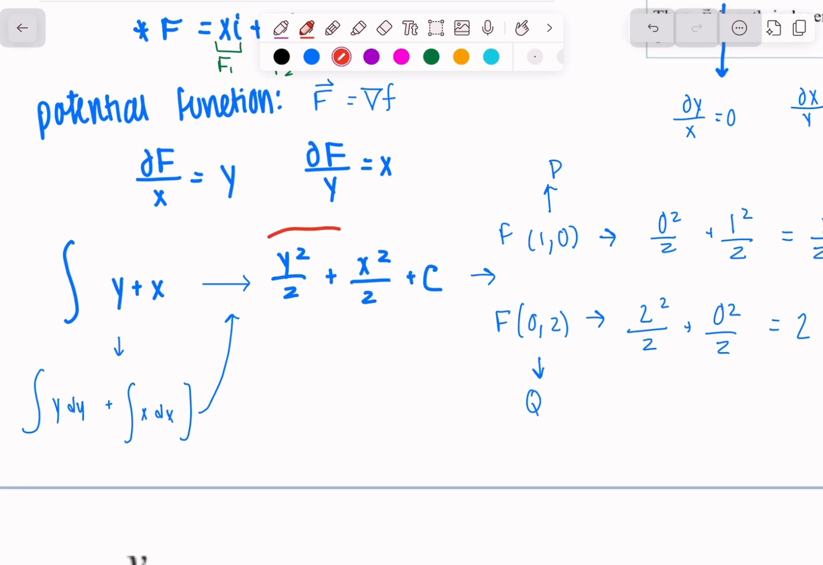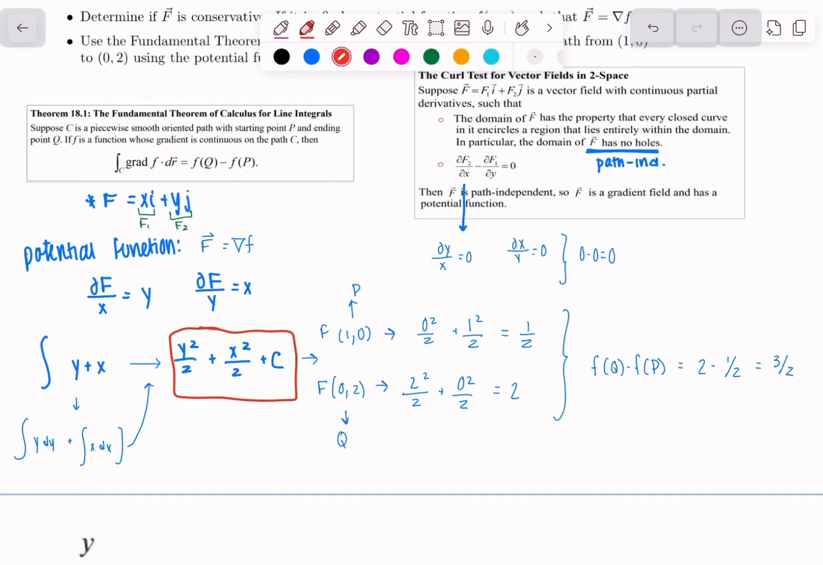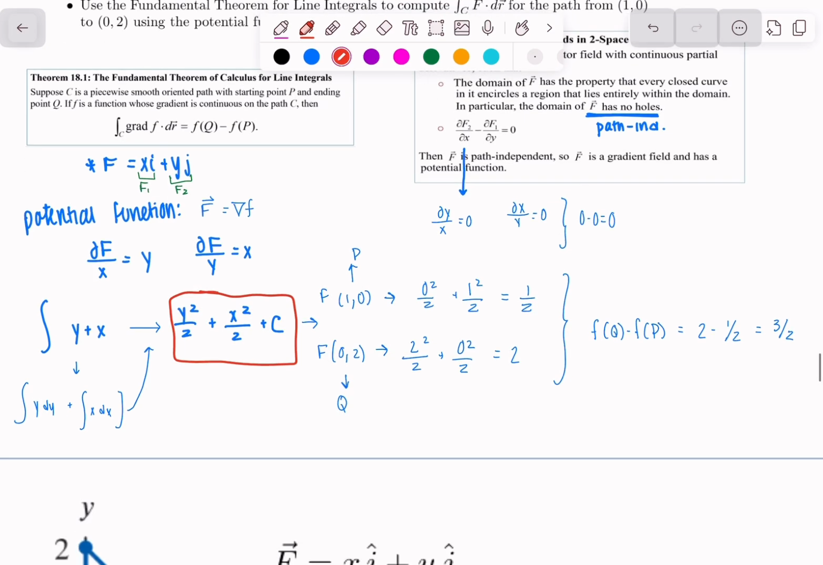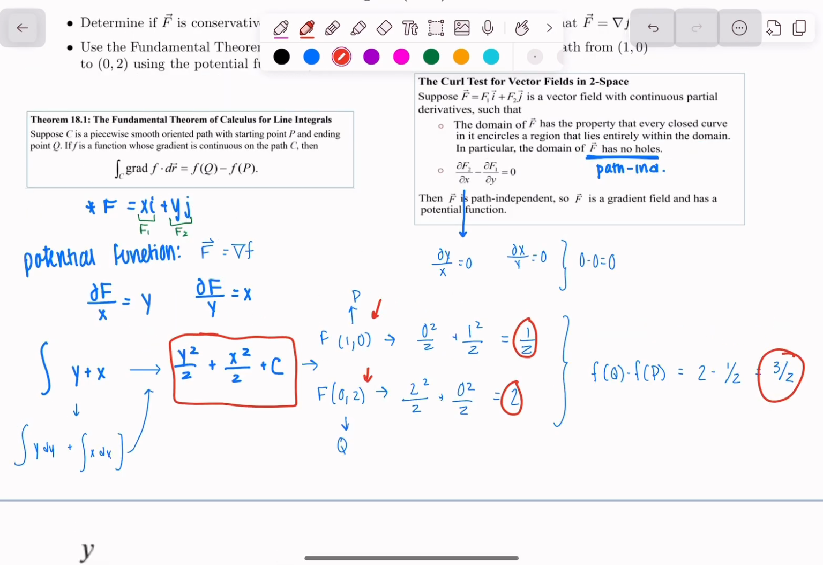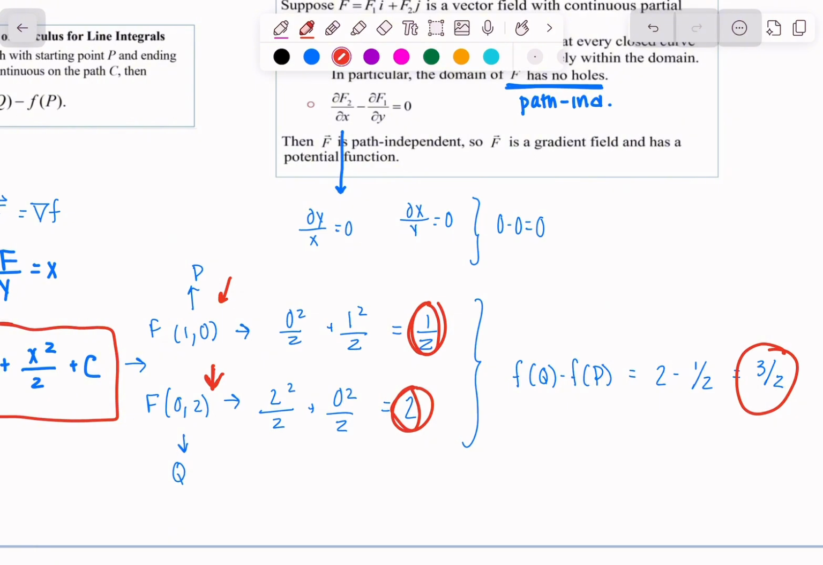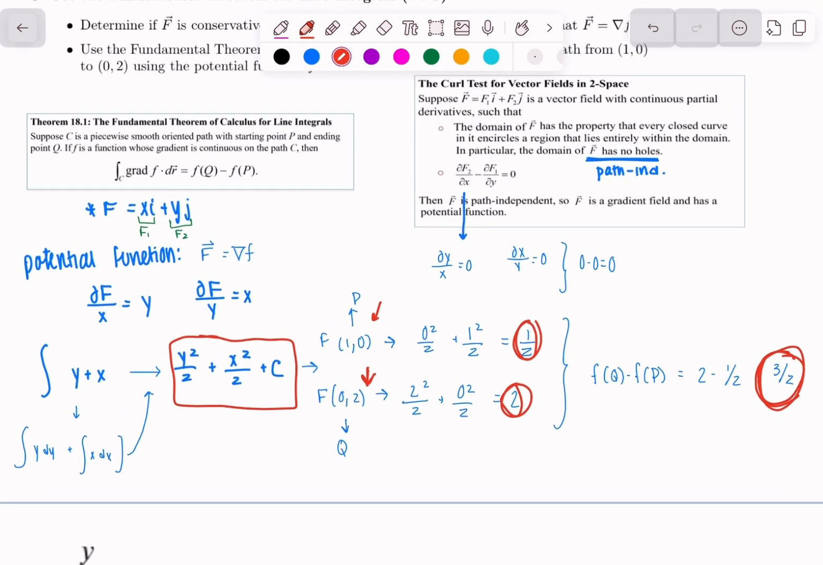And then to finally compute the fundamental theorem of calculus to further prove that we are on a continuous path, we plug in our initial point, which is (1, 0), and our final point, which is (0, 2). So we do the final, which is right here, minus the initial. We get 2 for the final and 1/2 for the initial. You do 2 minus 1/2, and look, we get 3/2 again. So by getting the same value for all of these, we show that it is path independent.